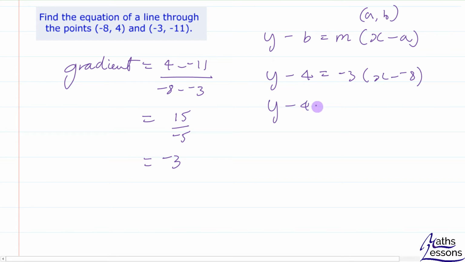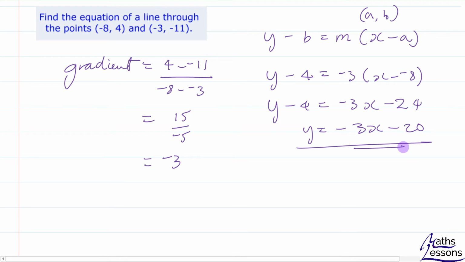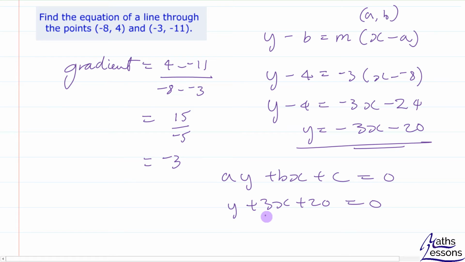Let's just simplify it and make it neater. So we multiply out the brackets, minus 3x, and plus 8 times minus 3 is minus 24, and I'm going to add 4 to both sides to get y equals minus 3x minus 20. Now sometimes they ask you to write it in the form ay plus bx plus c equals 0. In that case we would write y plus 3x plus 20 equals 0, so everything is on the left hand side.